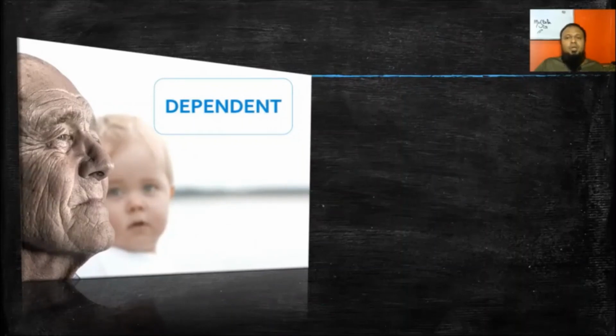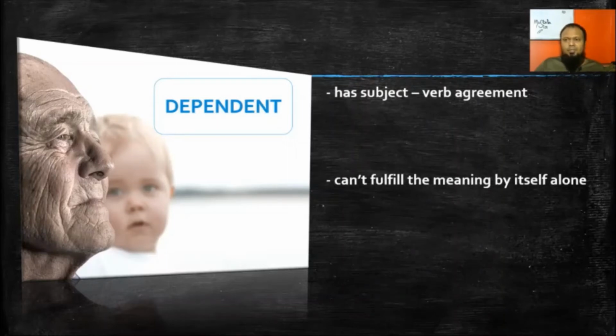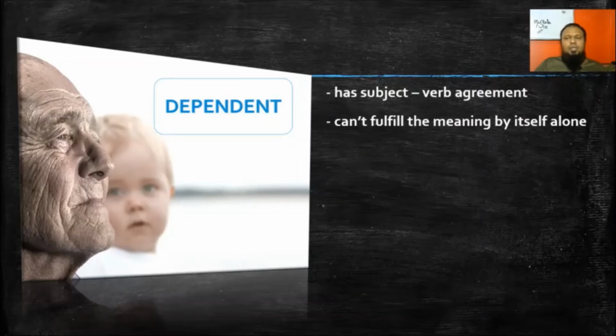And then comes dependent clause. We also call them subordinate clause. So a subordinate clause or a dependent clause has subject verb agreement as it's a clause. It can't fulfill the meaning by itself alone, and needs the support of an independent clause. Definitely, as it cannot fulfill the meaning by itself alone, it needs support.